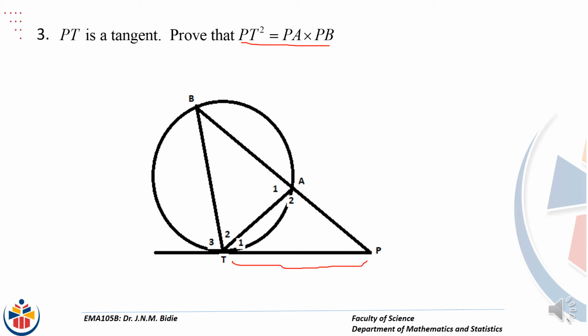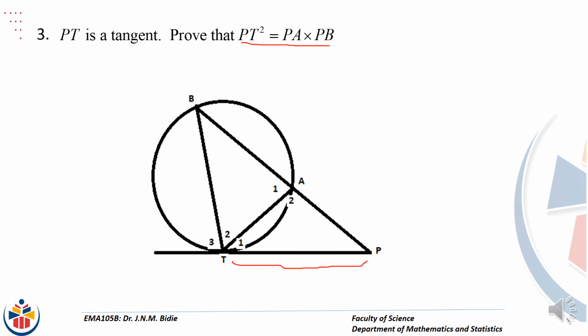I'm noticing that A1 is equal to T3, T1 is equal to B. The angle between a tangent and a chord is equal to the angle in the alternate segment. We can start there and then prove that those are similar, not equal, similar.